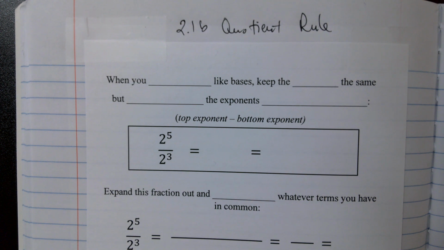We saw that when you're multiplying like bases, if I had 2 to the 5th times 2 to the 3rd, what did we do with the exponents? When we were multiplying, what did we do with the exponents? We added them together. 2 to the 5 plus 3, and that gave me 2 to the what? 8. Okay? But now we're going to look at the opposite.